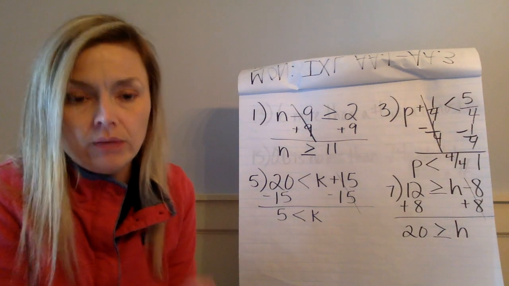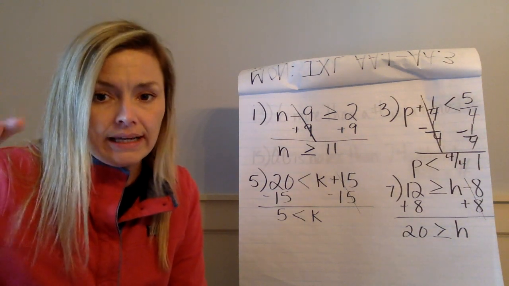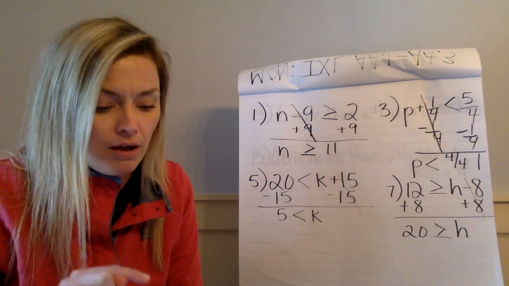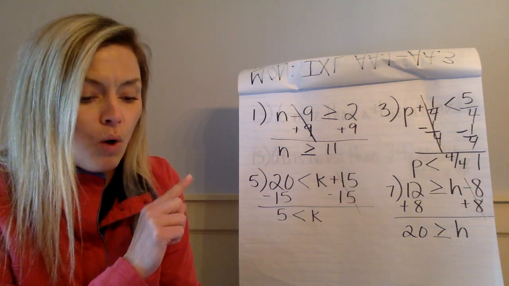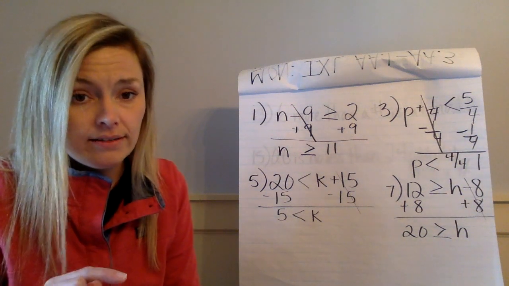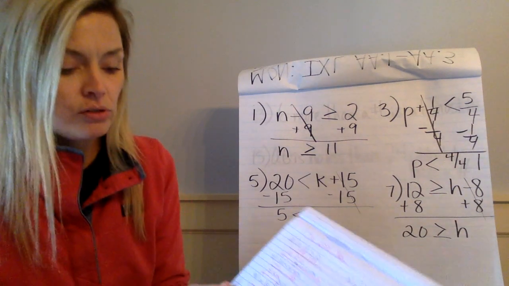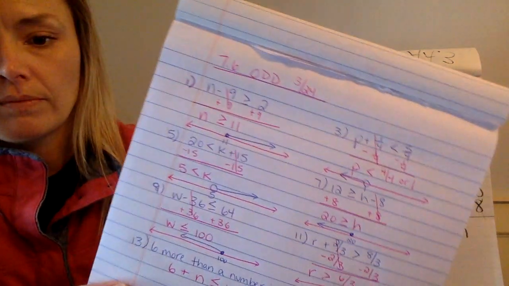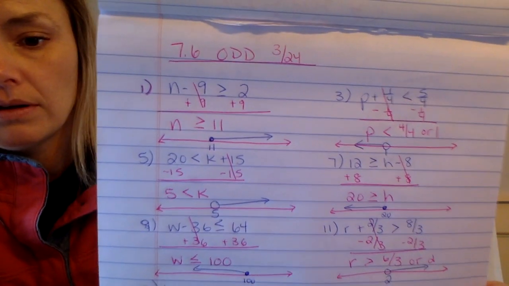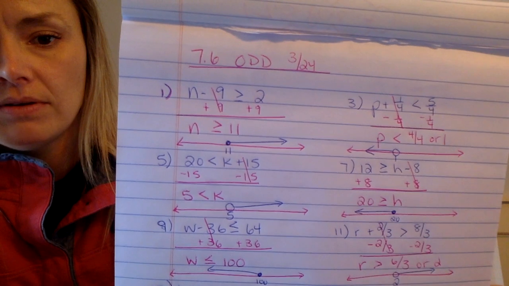So what I'm going to do right now, as best I can, is show you my answer key, which shows both the isolating and the graphing for questions 1 through 11 odd. Remember, just pause the video. You can go through and self-check your answers. So why don't you just click pause now.